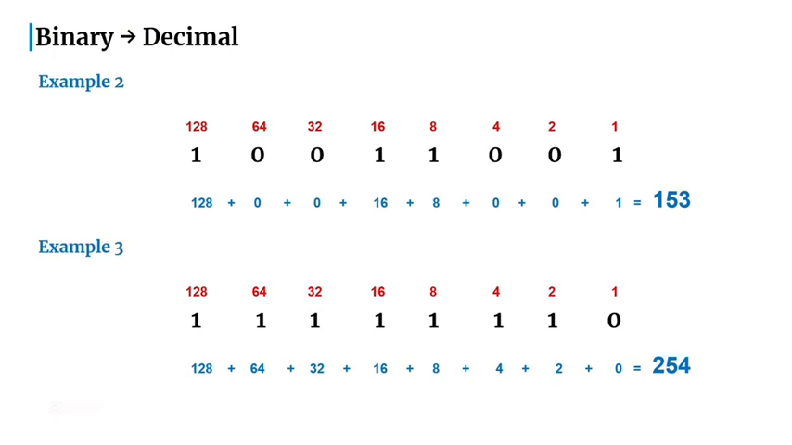In example 2, the active bits are at the 128, 16, 8, and 1 positions. Adding those up gives us 153. In example 3, every single bit is turned on except for the very last one. Summing 128 all the way down to 2 gives us 254. If that last bit were turned on as well, it would reach the absolute maximum value of 255.